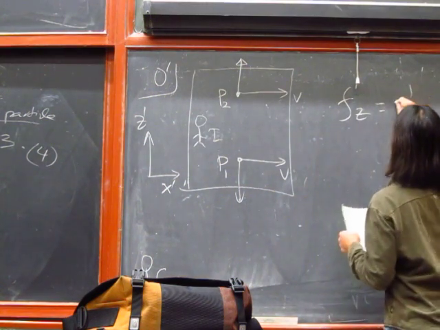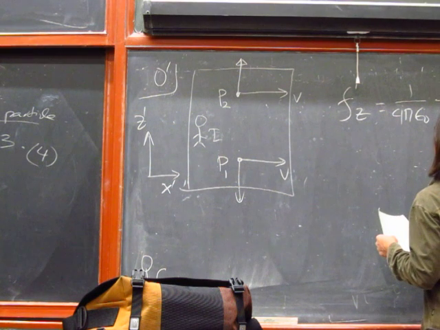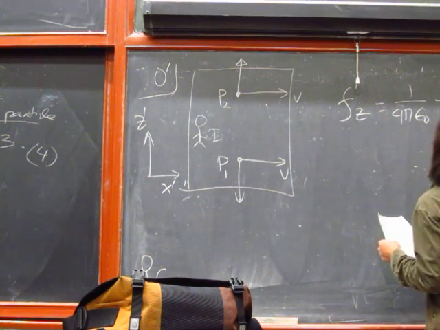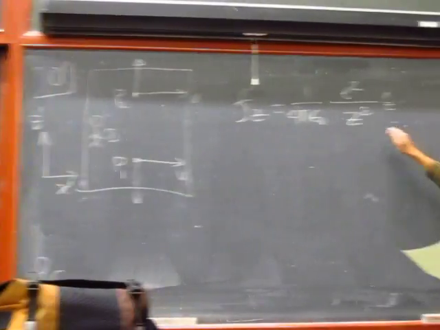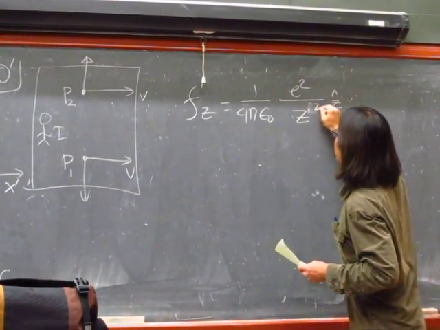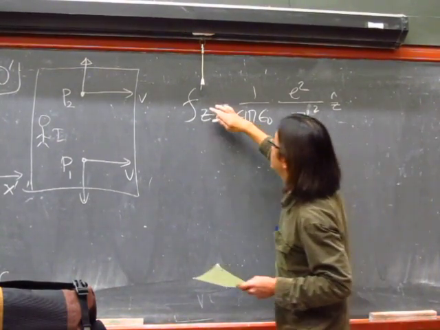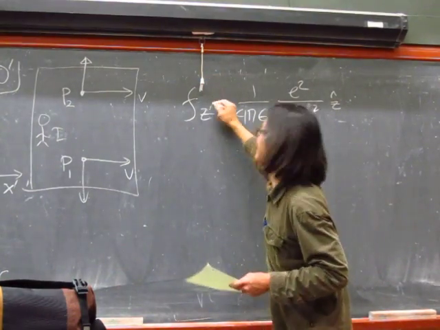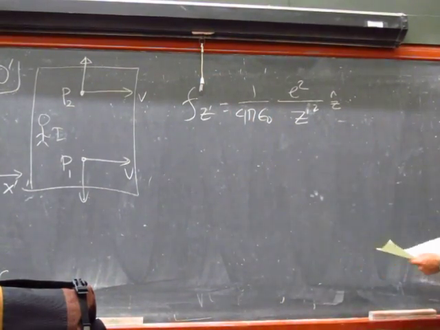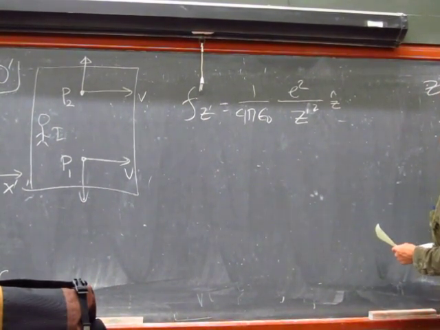Then it's just 1 over 4 pi epsilon naught e squared over r prime squared in the z direction. But remember, this is all the transverse direction, so r prime is equal to r.